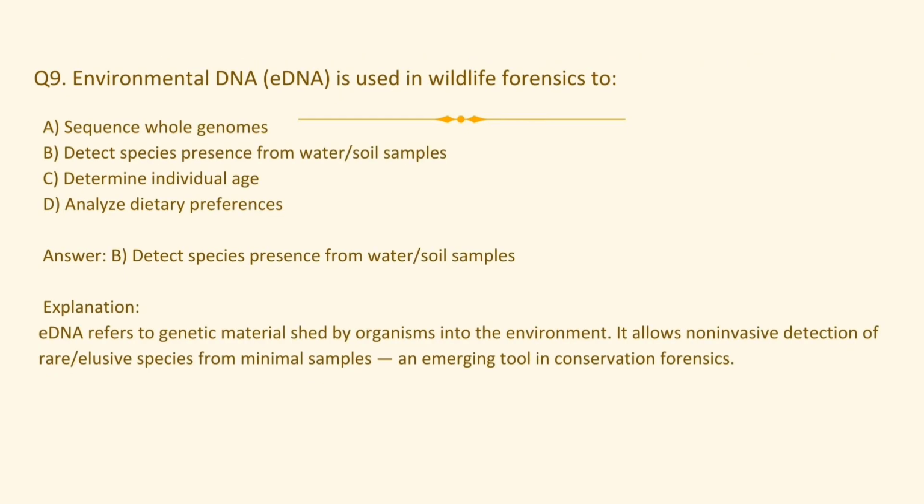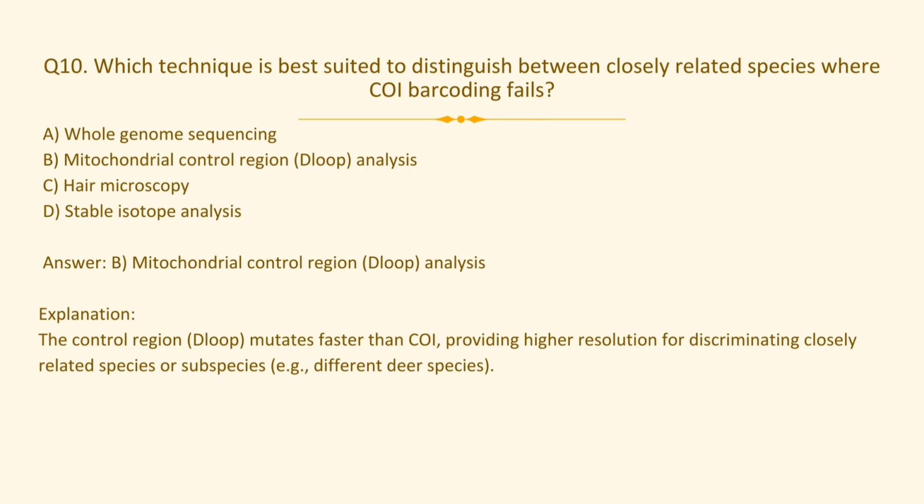Ninth, environmental DNA is used in wildlife forensics to? Answer, to detect species presence from water or soil samples. Now, animals release DNA into their surroundings through their skin cells, hair, or waste. By analyzing these traces, scientists can identify species without directly seeing or disturbing them.